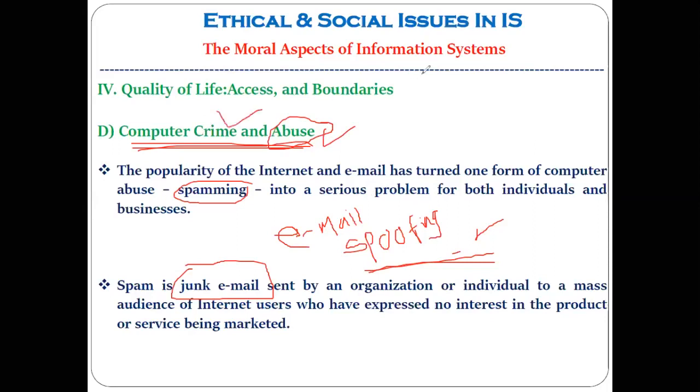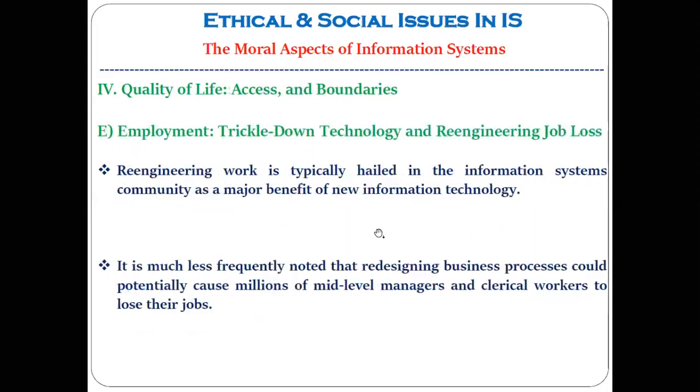Yes sir. Okay, let's see the next. Okay, another important point which is affecting the quality of life, which has already affected the quality of life and become a social issue, that is nothing but the trickling down of employment. What? Trickling down of employment. And that is because of technology. Okay, now we are discussing the next point because of which a social issue can arise and which is affecting the quality of life, that is the employment trickling down.